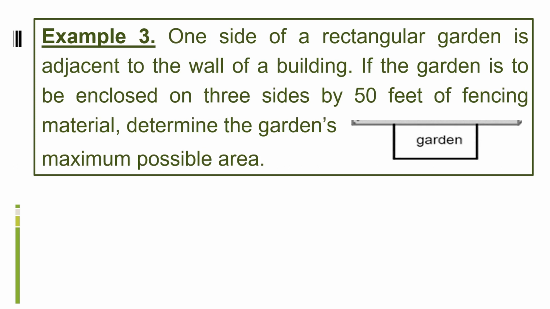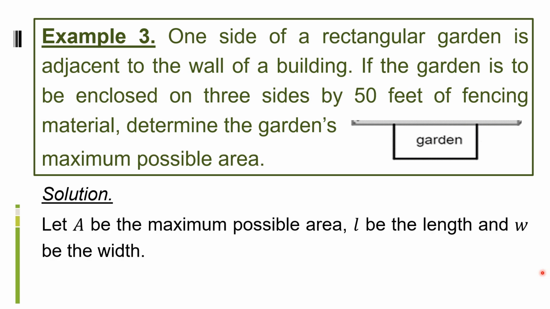One side of a rectangular garden is adjacent to the wall of a building. If the garden is to be enclosed on 3 sides by 50 feet of fencing material, determine the garden's maximum possible area. So, ito yung itsura ng ating problem. So, ito yung wall, and then gagawa sila ng garden dito. And itong part lang na to ang malalagyan ng fence. Kasi hindi naman na pwedeng lagyan ng fence yung nasa wall na.